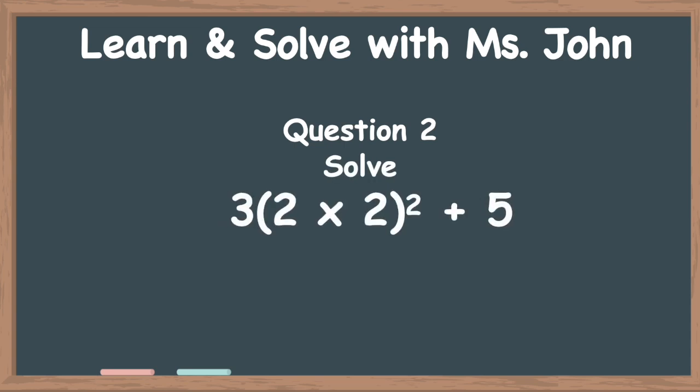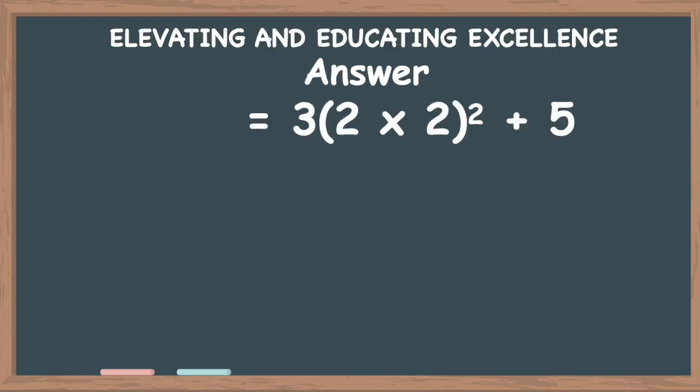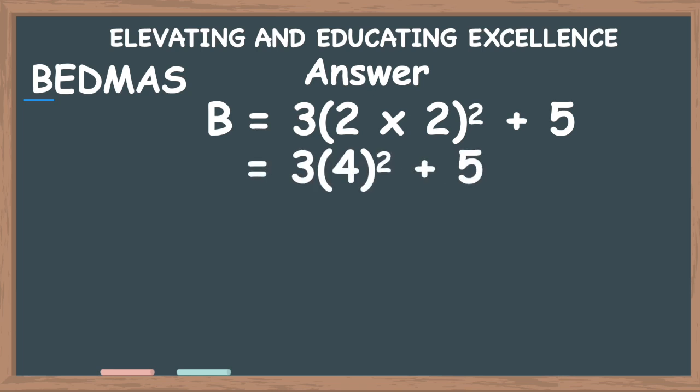Question number 2. Solve 3(2 times 2) to the exponent of 2, plus 5. Answer. So before we begin, we're going to always write BEDMAS. Really big on writing BEDMAS. I think it's key to just write that down somewhere in the corner. So what we're going to do is first look for the B. B stands for brackets. So let's look for brackets. We do have brackets: 2 times 2. So therefore, we're going to do brackets first. So let's solve for the brackets. 2 times 2 equals 4.